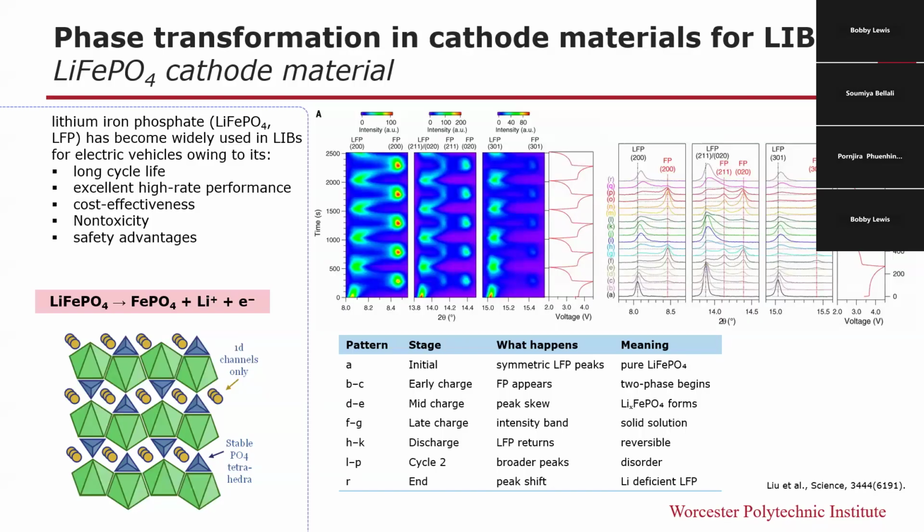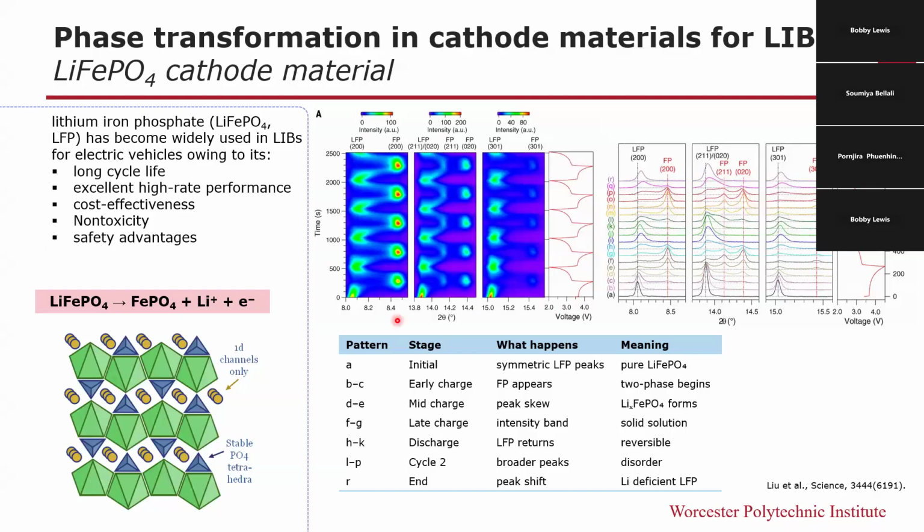This question motivates the use of in-situ XRD to study the structural evolution during battery operation. This figure shows the in-situ XRD contour plot result during high-rate cycling, where the x-axis represents 2 theta and the y-axis represents time in seconds, running from 0 to 2500 seconds during the charging and discharging process. Color represents intensity, where red and yellow are high intensity and blue is low intensity.